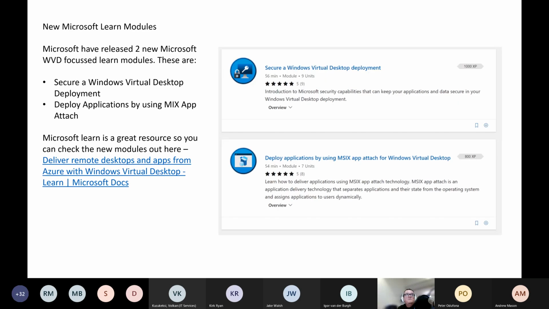And we've also got some new Microsoft Learn modules that have been released for Windows Virtual Desktop. If you've not checked out Microsoft Learn, definitely have a look at that. They've got a whole raft of courses on WVD, and they're constantly adding to them. They've got one on securing Windows Desktop, and also deploying applications with MSIX app attach. If you want some free learning, and they are completely free, you don't have to pay for anything, definitely check those out.